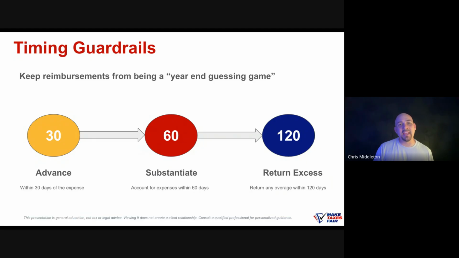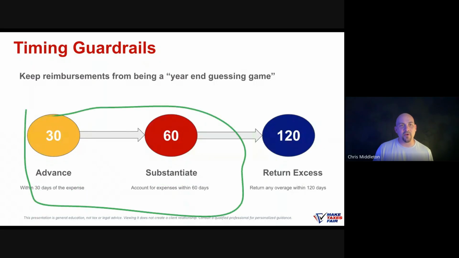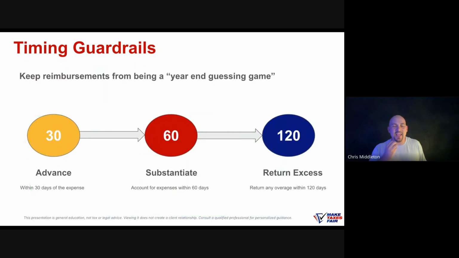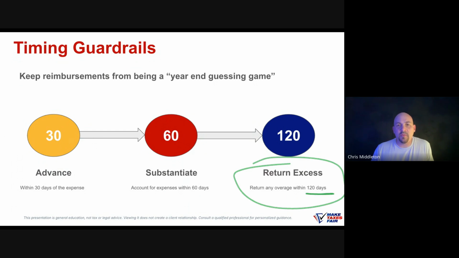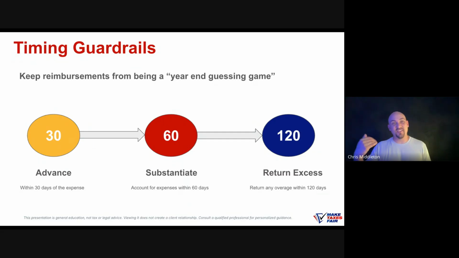My advice would be to marry these two together. Don't advance and ask for substantiation later. Bundle these together. Keep the substantiation and the payment together, as a condition of, hey, we've got to substantiate the expenses first. If there's an excess or overage, it needs to be returned within 120 days. Otherwise, if you don't abide by these rules, the IRS can say, hey, that's compensation, that's W-2. We're going to charge payroll taxes on that, the whole shebang. We don't want that, because then it goes from tax-free to taxable.